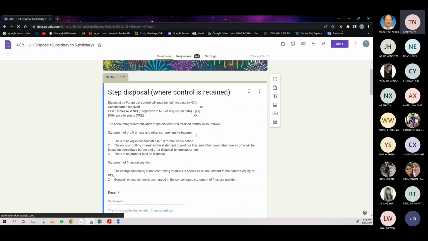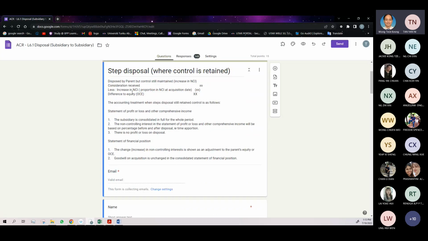Okay. So here I see this when control is retained. So the double entry given here: consideration received, you debit; increase the NCI, you credit; the difference goes to OCE. Okay, so in terms of theory, what will happen here? No change in goodwill. Just a movement in the parent equity.